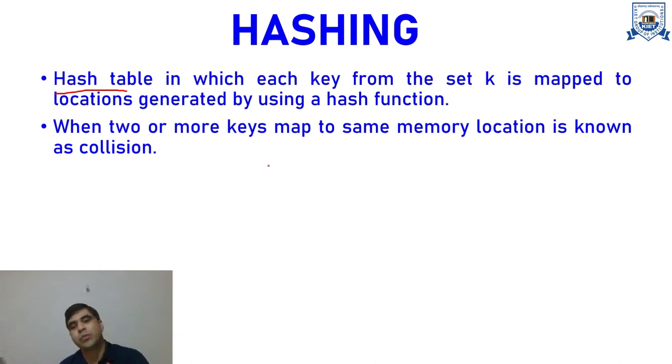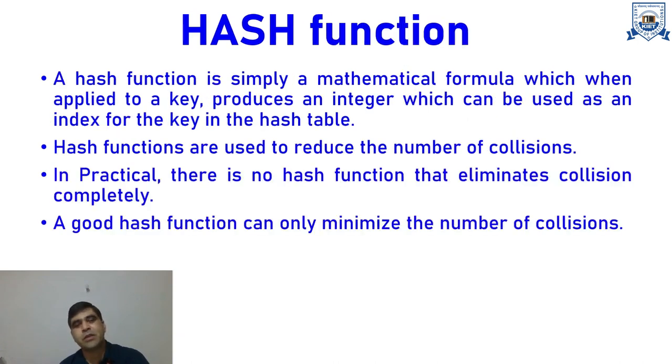So there are ways to minimize collisions. When we select a hash function, we consider these things. First, a hash function is simply a mathematical formula which, when applied to the key, produces an integer. That integer is the index into your hash table, which can be used as an index for the key in the hash table. So hash functions are used to reduce the number of collisions. This is important.